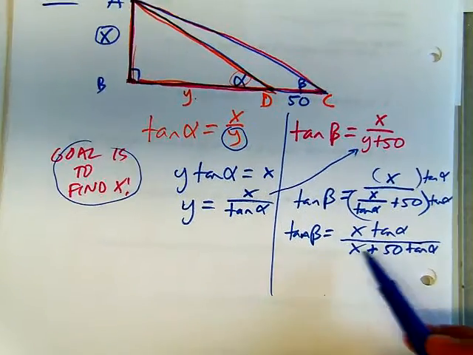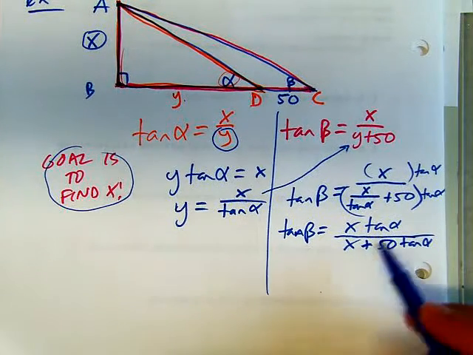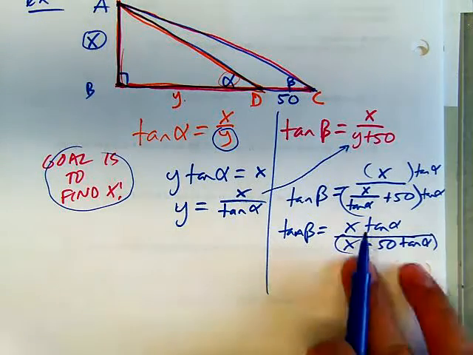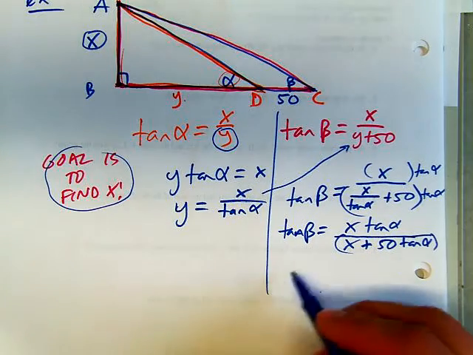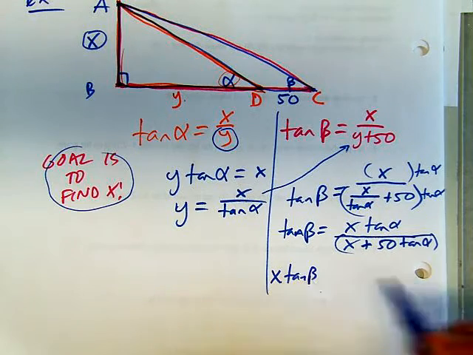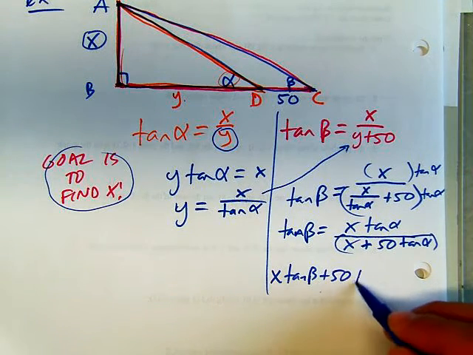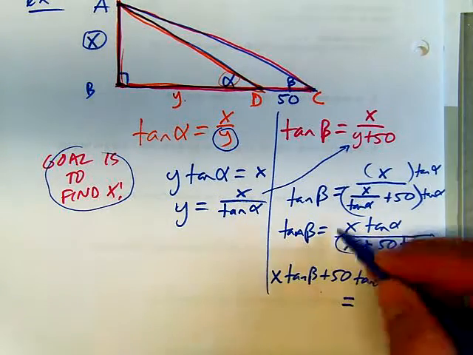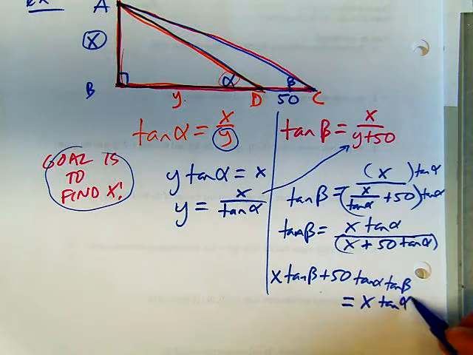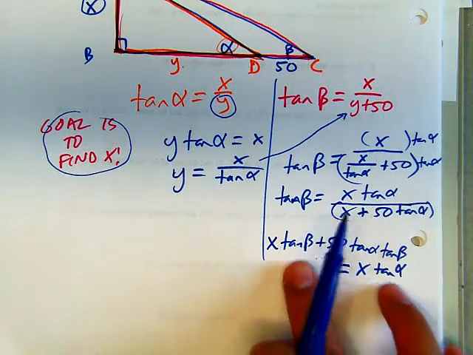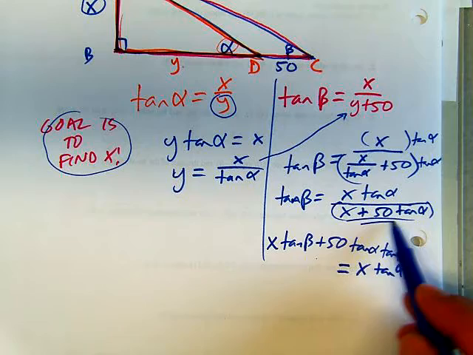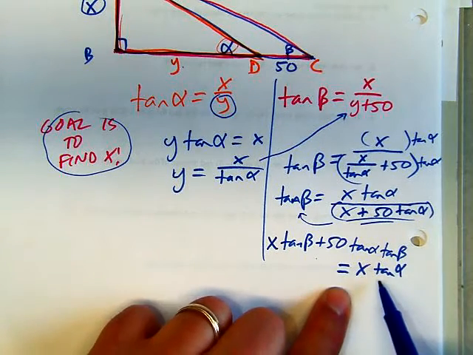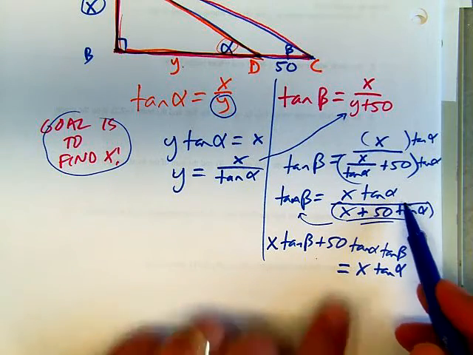And now I just want to try to get no more fractions, get all the x's on the same side. So first I could multiply by this denominator. So take this and multiply the denominator to the other side. Distribute the tangent beta. So we're going to get x tangent beta plus 50 tangent alpha tangent beta. And that's going to equal the numerator, which is x tangent alpha. I know that's kind of smushed together here, but I'm multiplying this denominator to the other side, distributing tangent of beta. So now I get that. Then that's going to equal whatever's left, which is x tangent alpha.